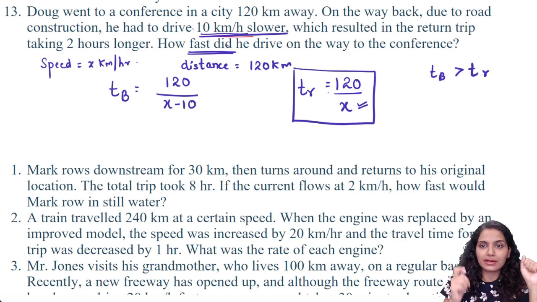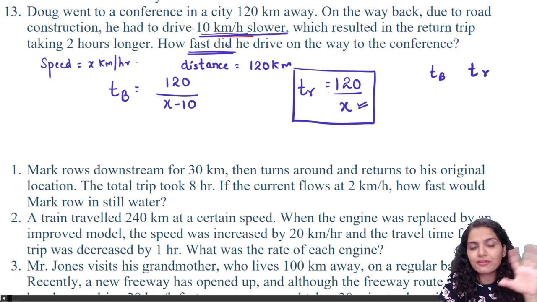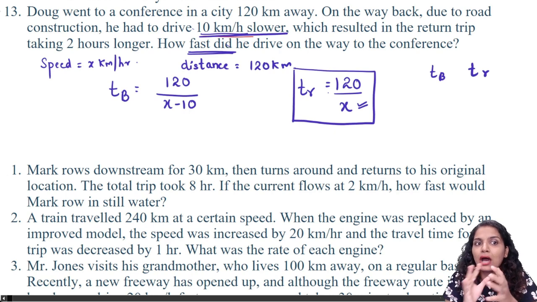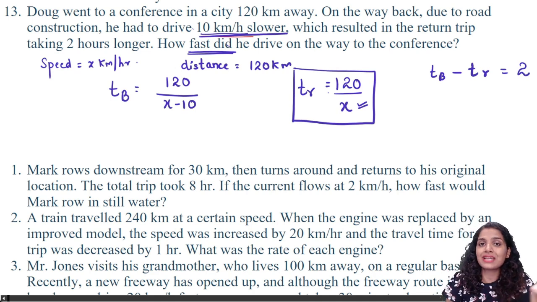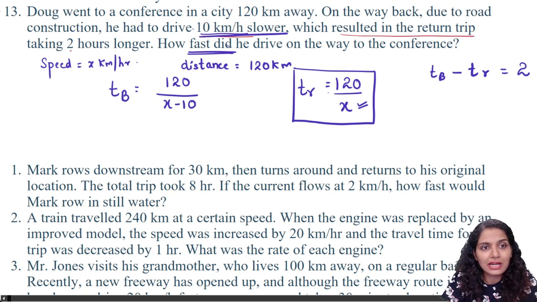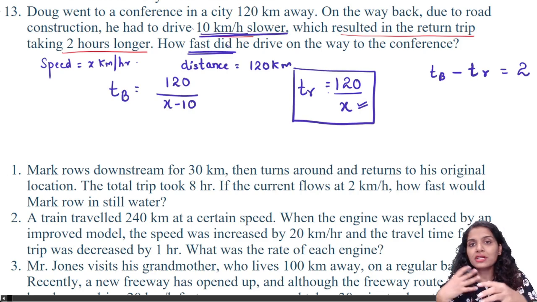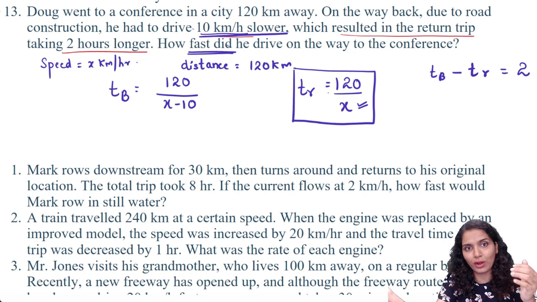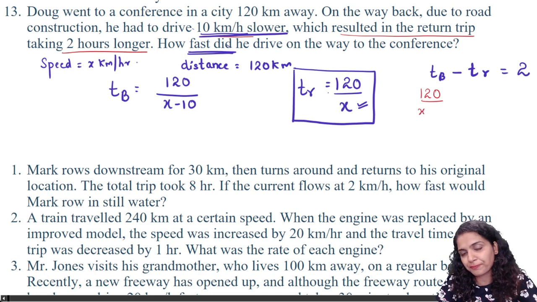Now this is a very important point, because if you read the question, the difference in the time is also given. Now what is the difference? The difference in these two times will be 2 hours, because that's what they have said: the return trip will take 2 hours longer. So whatever the time was to reach that point, in returning, of course, it's taking longer, right? So the difference is this. Now let's actually substitute the values.